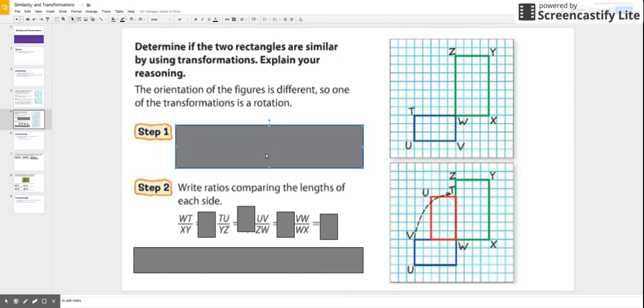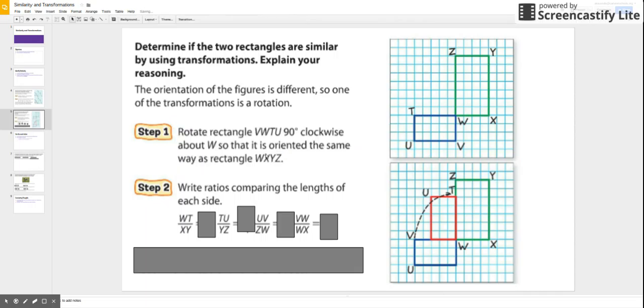Okay. Step 1. Rotate the rectangle VWTU 90 degrees clockwise. Again, clockwise goes around like a clock, right? So this rectangle is moving 90 degrees clockwise. So that W is oriented the same way as rectangle WXYZ.